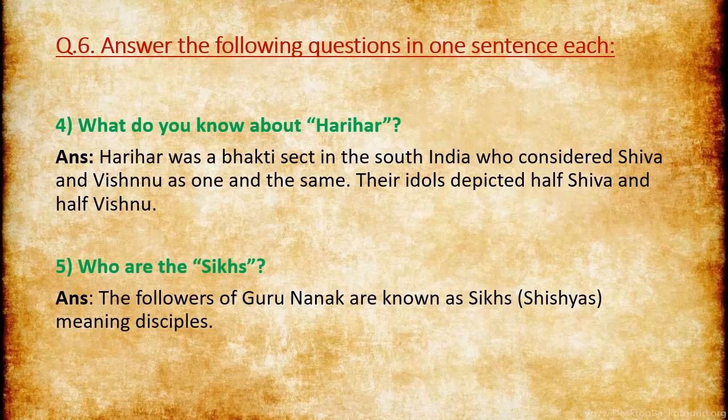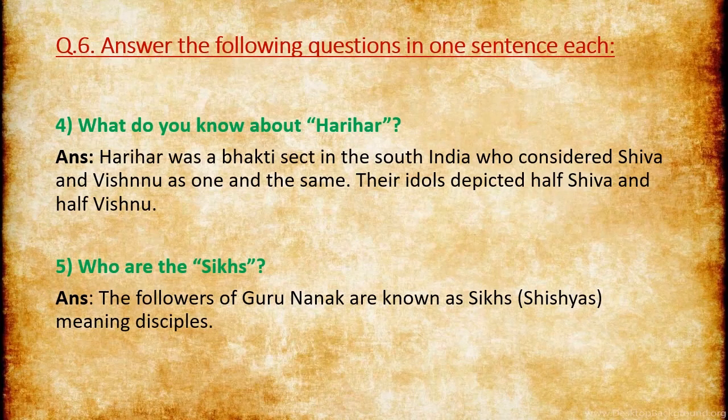Okay. Now come to question number 4. What is that question? What do you know about Harihar? Now for this, students, I want you to write the answer that I have given you, and it is there on the screen. Yes? So I want you to write this answer. Harihar was a bhakti sect in South India who considered Vishnu and Shiva as one and the same. Their ideal depicted half Shiva and half Vishnu.